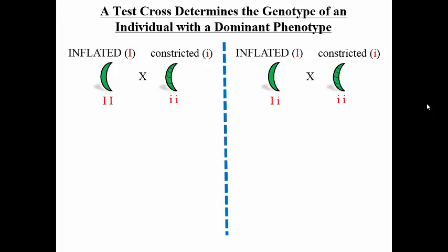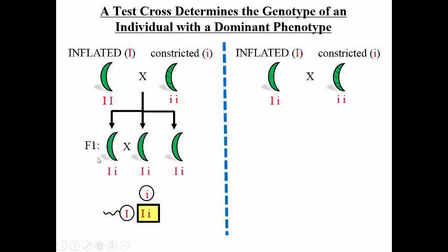These are the offspring we would obtain with the cross on the left. Everyone would be big I, little i. In other words, everyone would have a dominant phenotype. Why? Because they can only get a big I from this parent, they can only get a little i from this parent. They have to be big I, little i. Big I is dominant to little i, so all of these would be inflated. And you see that here. If they're all inflated, then you most likely know that the unknown genotype was big I, big I.